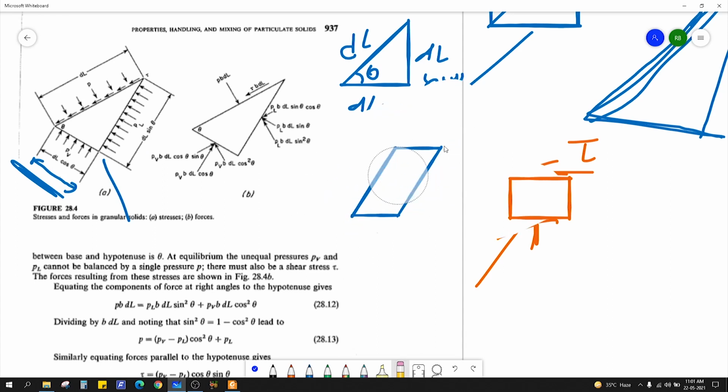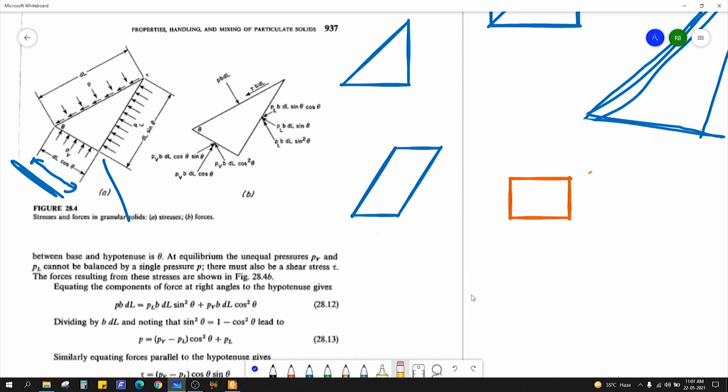So now I will resolve this PV into different components. Okay. So this is at theta, right? So this was the direction of your PV. Okay. So what is the angle here?